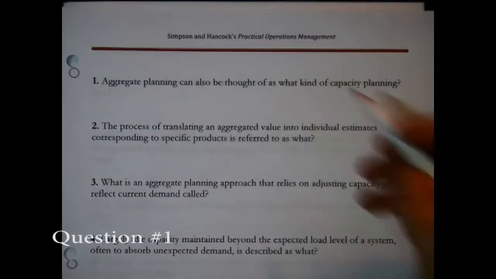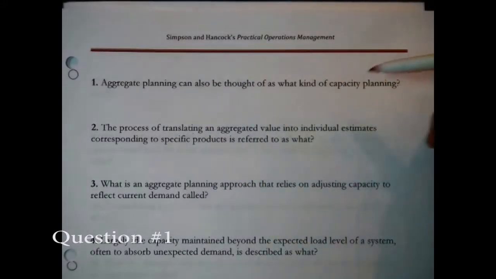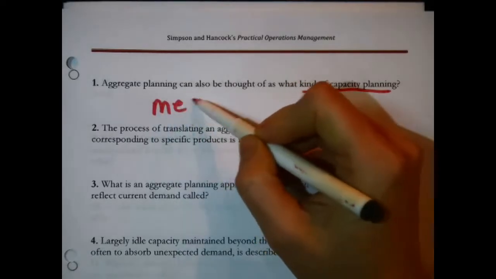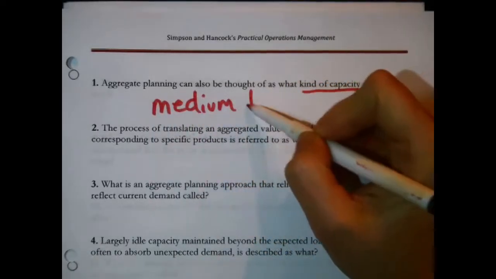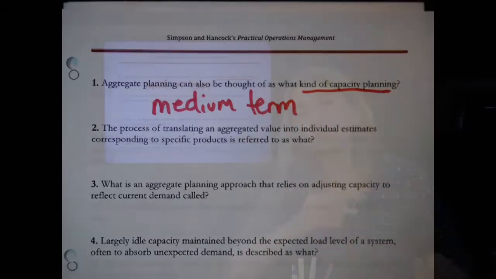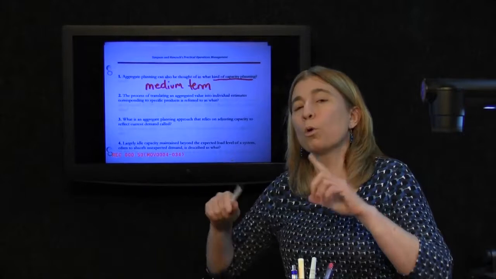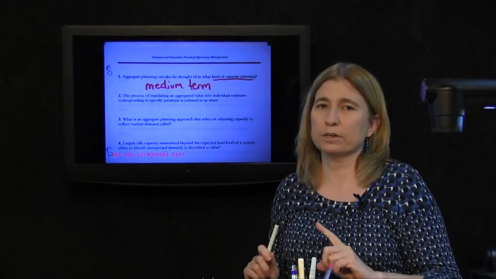Let's look. Aggregate planning can be thought of as what kind of capacity planning? That would be medium term. Aggregate planning is capacity planning in essence, but it is medium term or intermediate term capacity planning.